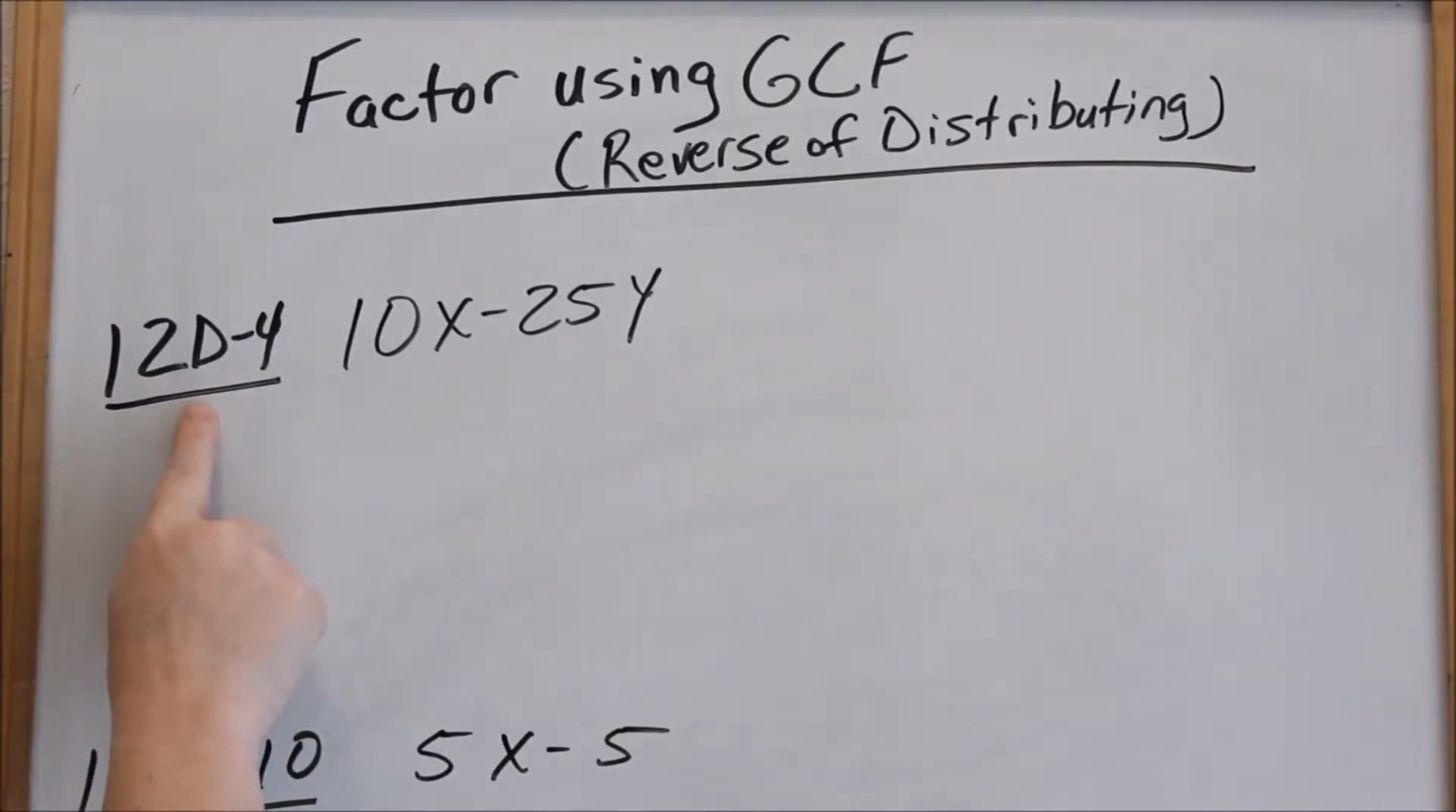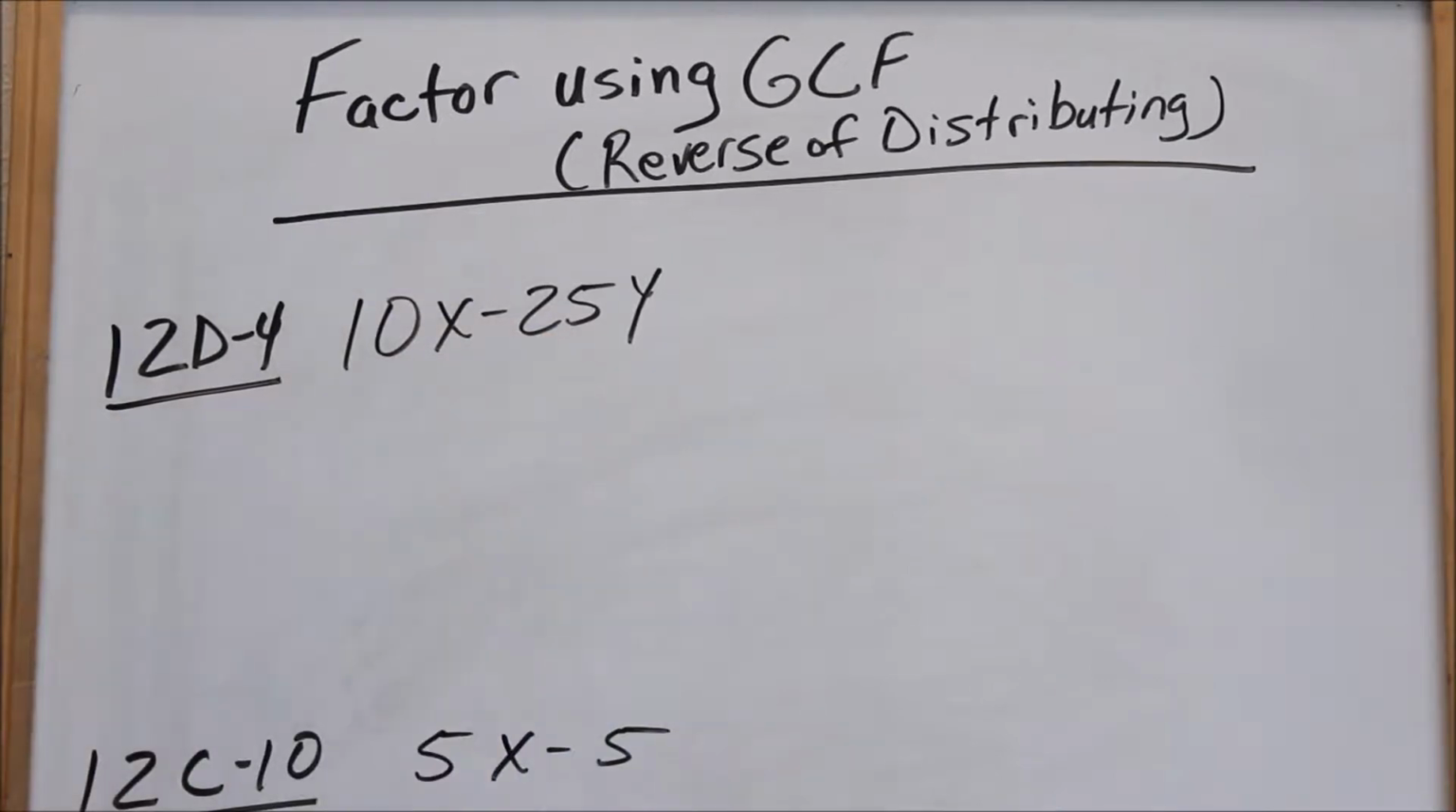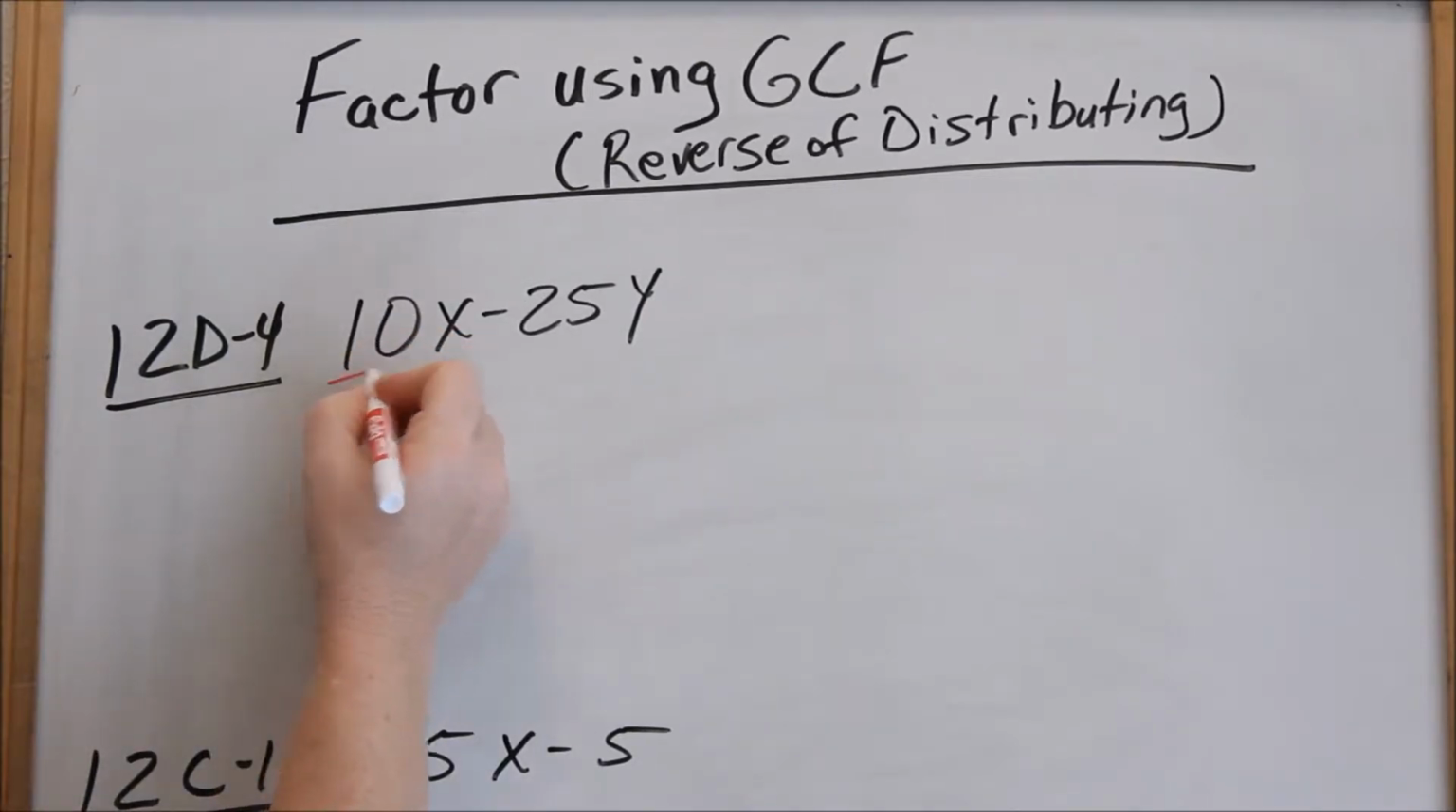If you look at 12D4, it says to factor using the greatest common factor. So when we factor something out, we're dividing something out. So usually you look at your numbers first, 10 and 25. What is the most you can divide out of 10 and 25, the highest number? It is 5. That would be the highest.